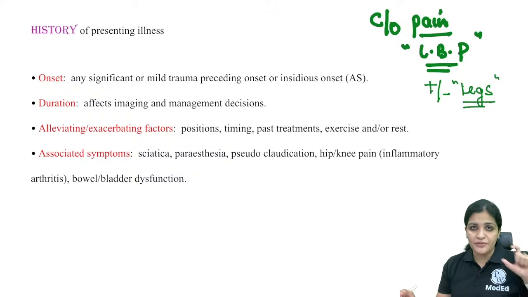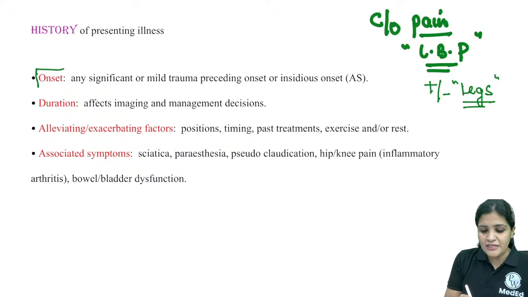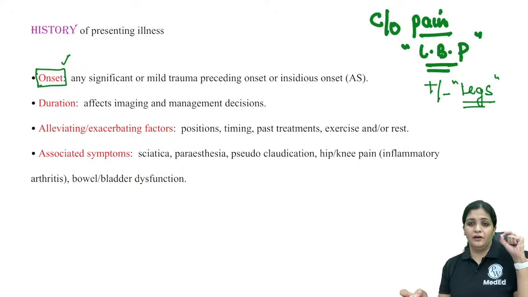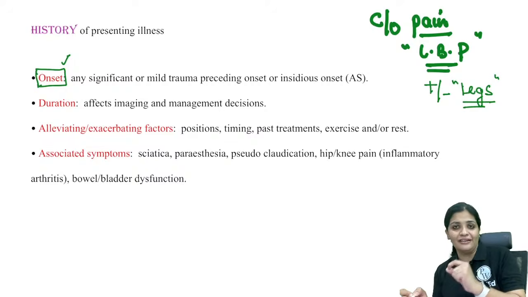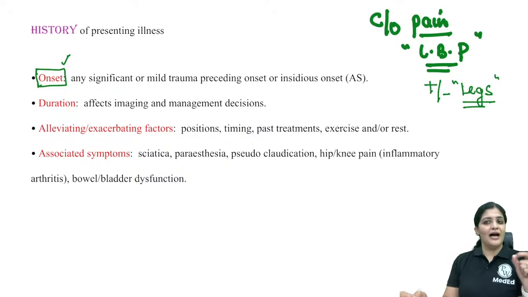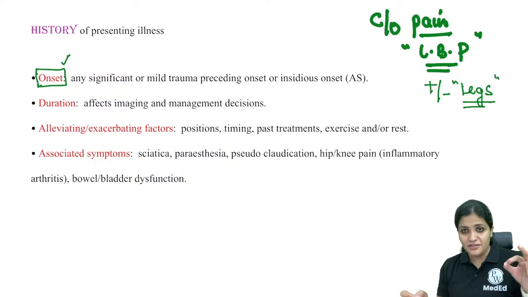So you have to take a proper history starting right from the onset. Onset is very, very important to understand whether it is a mild disease you're dealing with or a significant trauma. So onset is very, very important. And then once you ask them how did it start, now you will ask them, what is the duration? Since how long is this disturbing your work?